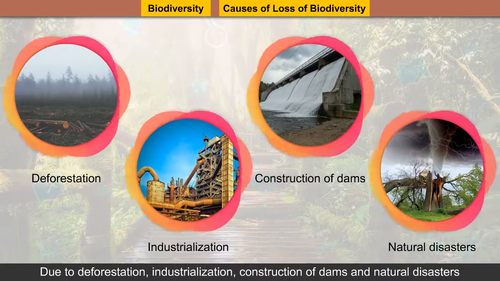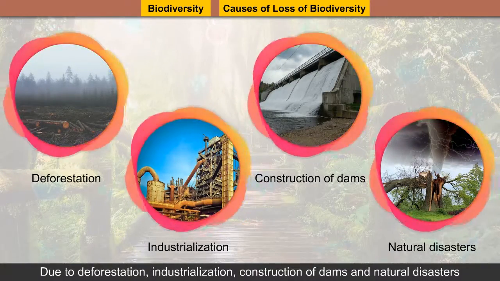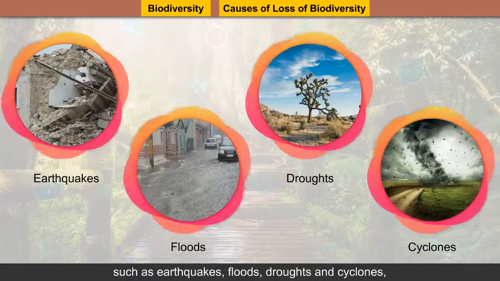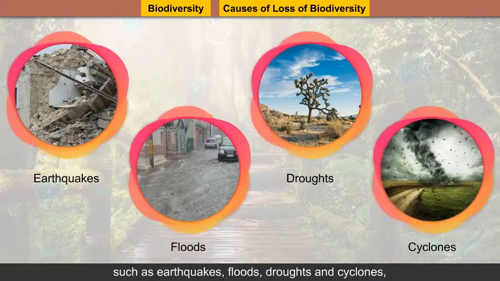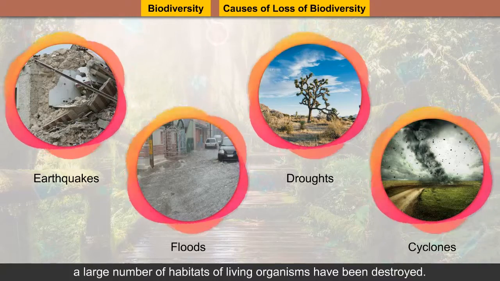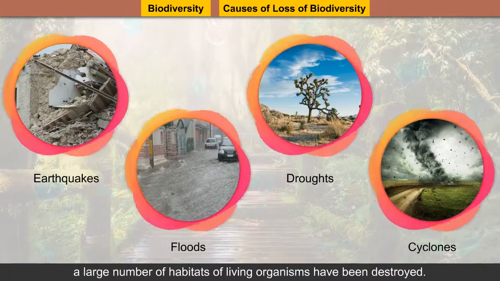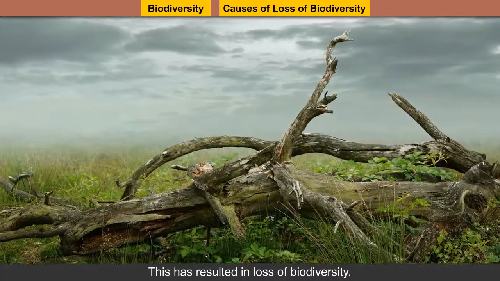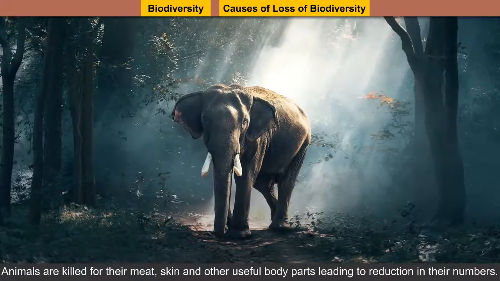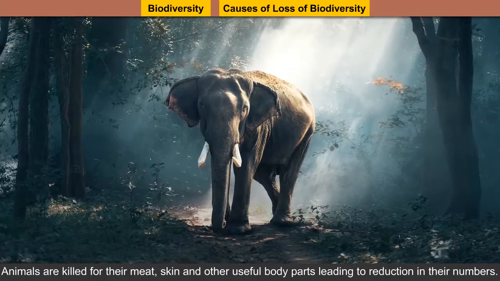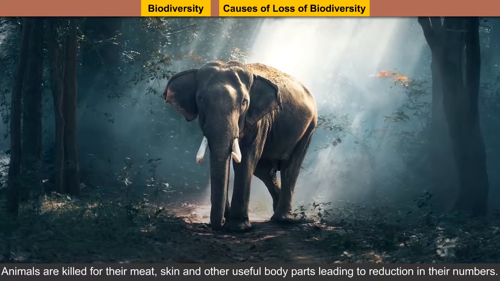Due to deforestation, industrialization, construction of dams, and natural disasters such as earthquakes, floods, droughts, and cyclones, a large number of habitats of living organisms have been destroyed. This has resulted in loss of biodiversity. Animals are killed for their meat, skin, and other useful body parts, leading to reduction in their numbers.